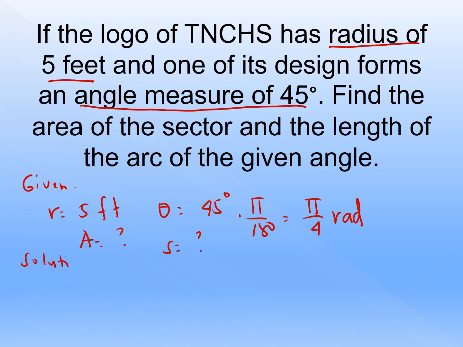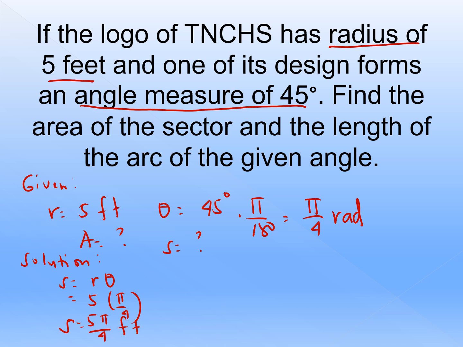So let's have the solution. S is equal to R theta. Let's substitute the given values. So we have 5 for the given value for radius, and for theta, we have pi over 4. Let's multiply. 5 times pi is 5 pi over 4. Since we're using feet, the length of the given arc is 5 pi over 4 feet.